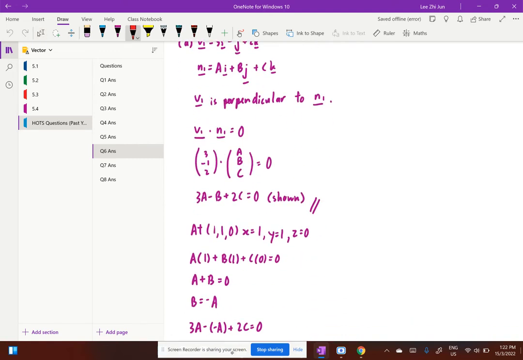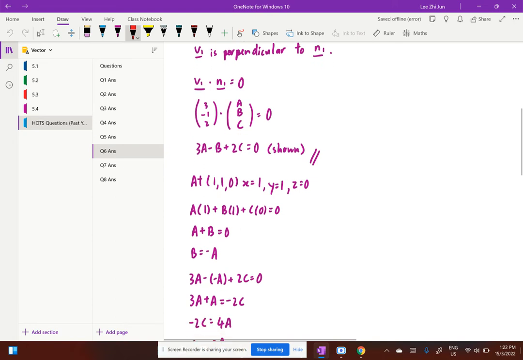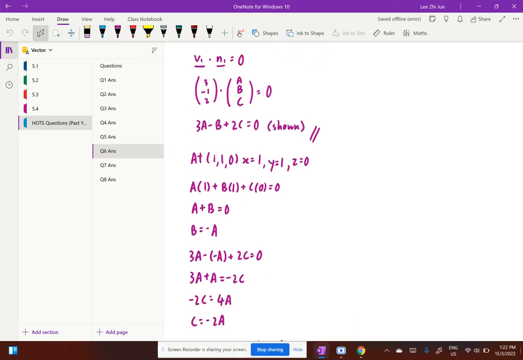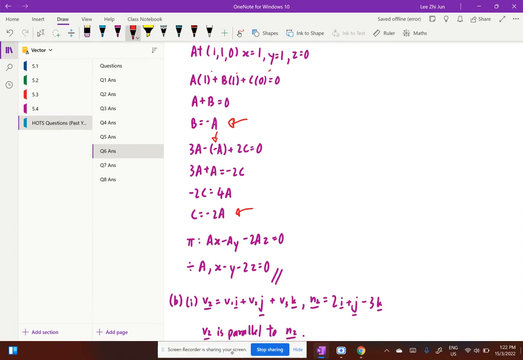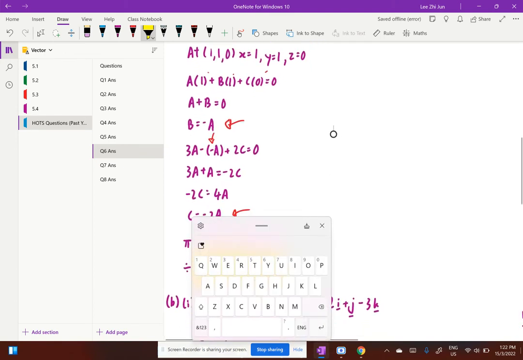So to find the equation of the plane that passes through the point, x equals 1, y equals 1, z equals 0. I substitute this x, y, z inside, so I get b equals negative a. I substitute again, so c equals negative 2a. So I get pi equals ax minus ay minus 2az. I divide by a, so x minus y minus 2z equals 0. Compared to b, a is more simple.